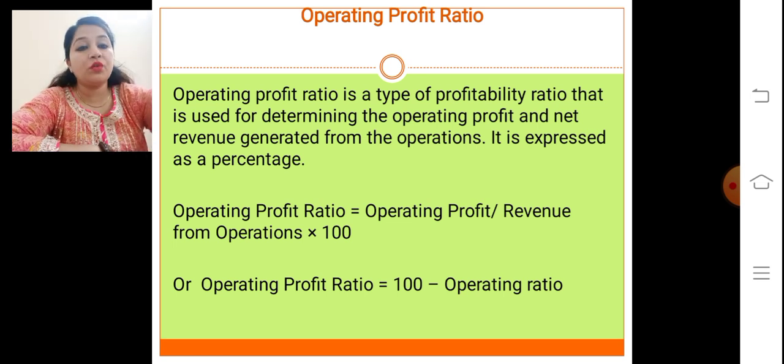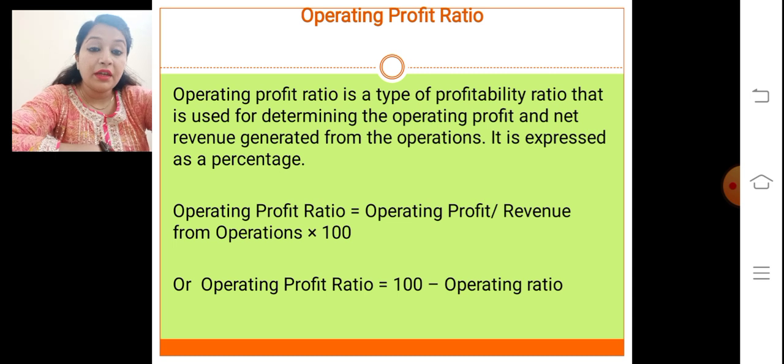Next, operating profit ratio. Operating profit ratio is a type of profitability ratio that is used for determining the operating profit and net revenue generated from the operation. We express operating profit ratio in percentage. Operating profit ratio is equal to operating profit upon net revenue from operation multiplied by 100. And the other formula of calculating operating profit ratio is operating profit ratio is equal to 100 minus operating ratio.